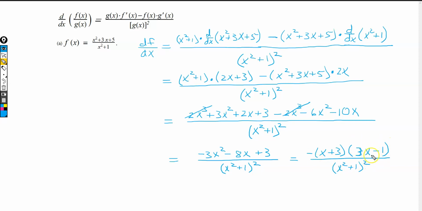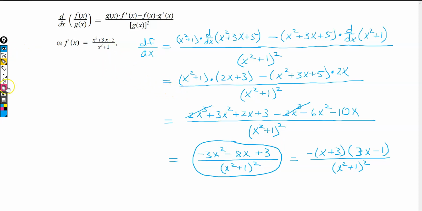But this isn't really necessary, although you may see some textbooks, if you look up an answer in the back, there's a chance that they might factor it like this. But this answer's fine right here. Alright, and so that's how we apply the quotient rule to this problem. Let's take a look at two more.